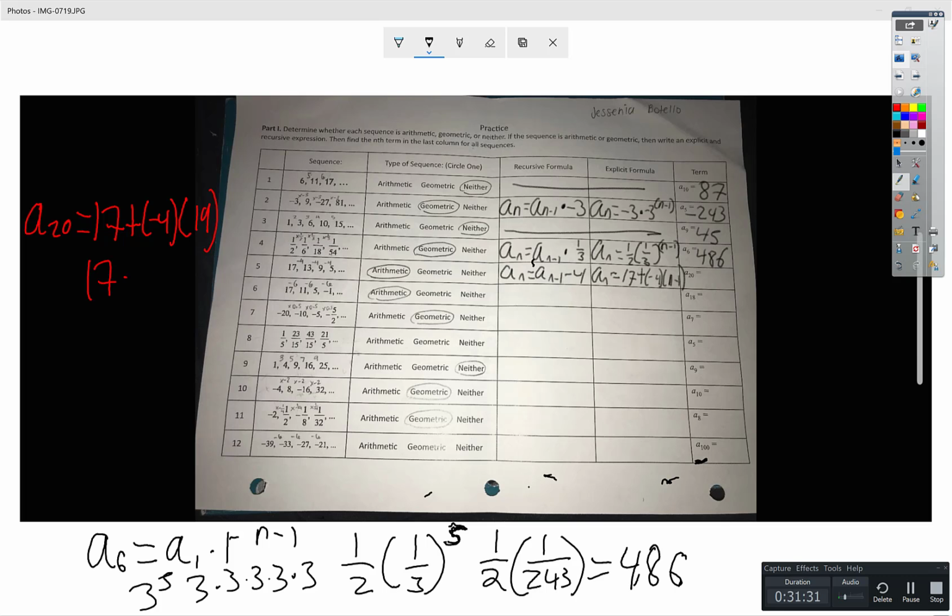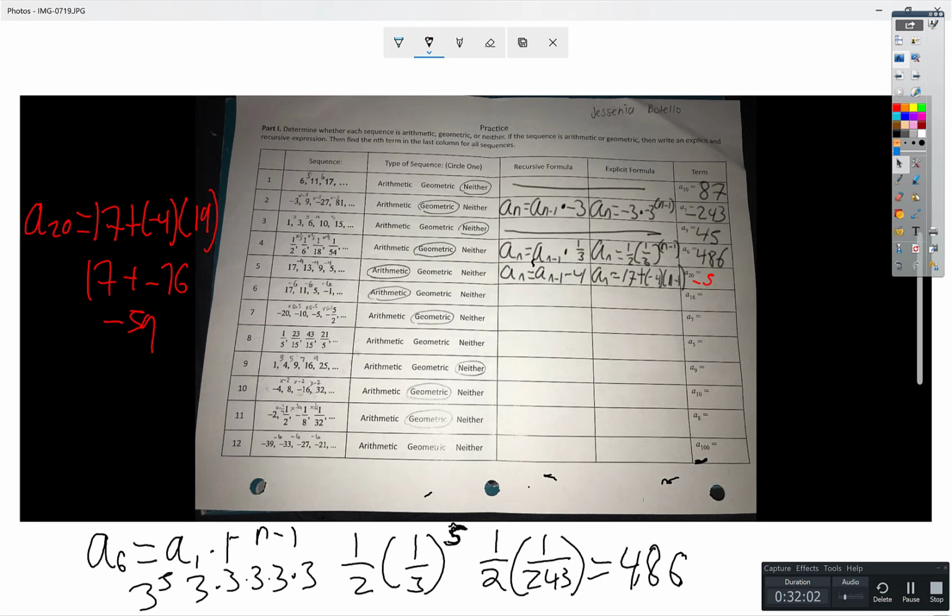That's 17 plus -76. That would be -66, -60, -59. So this answer right here would be -59. Clear annotations already.